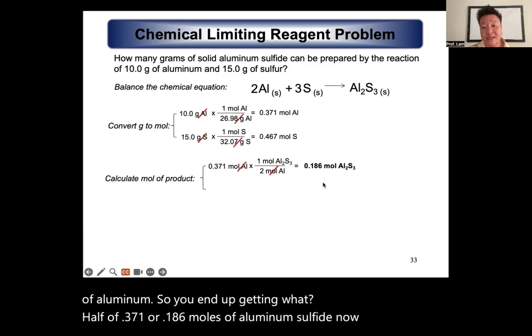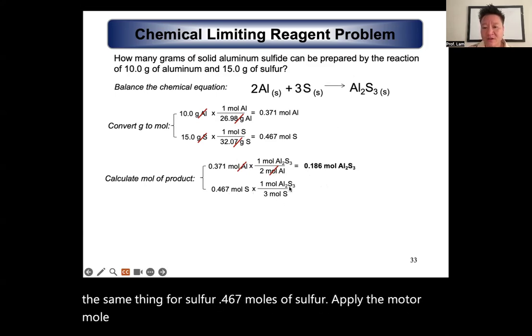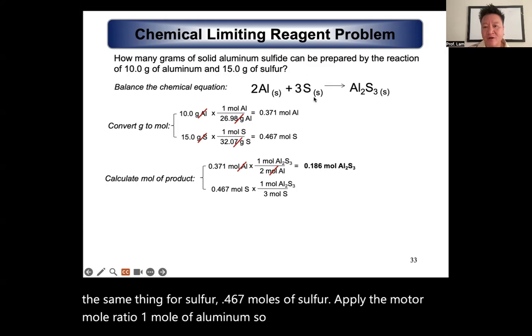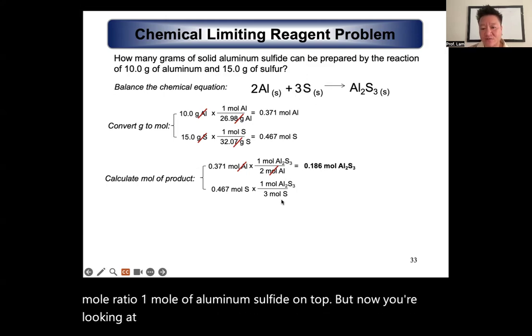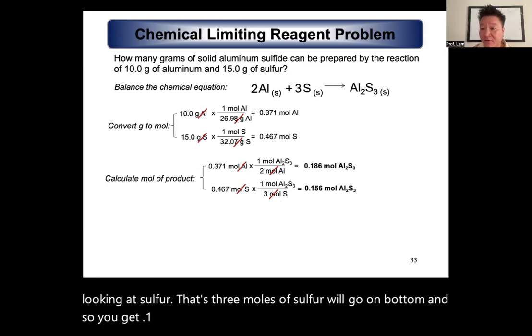Now you go and do the same thing for sulfur. 0.467 moles of sulfur. Apply the mole-to-mole ratio. 1 mole of aluminum sulfide on top. But now you're looking at sulfur, so 3 moles of sulfur will go on bottom. And so you get 0.156 moles of aluminum sulfide.